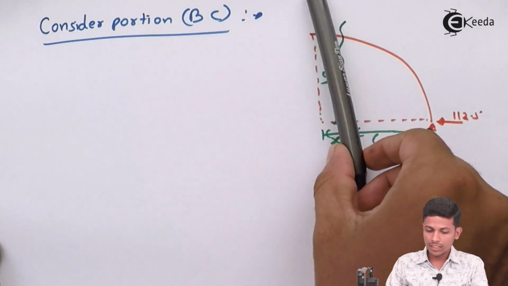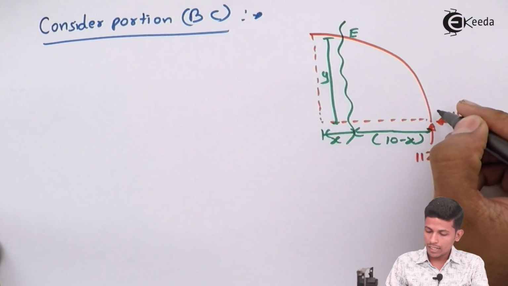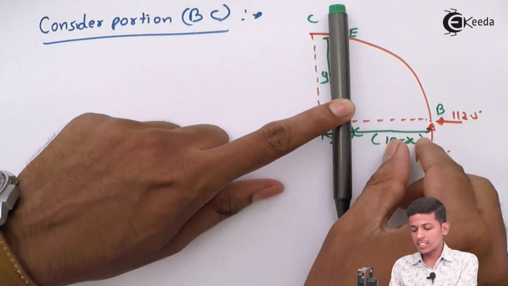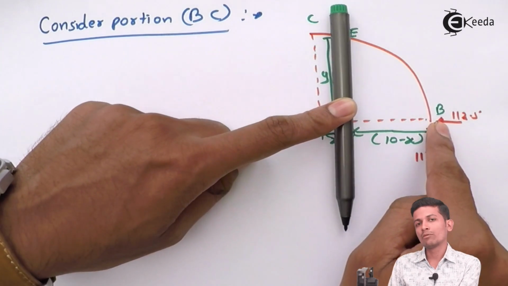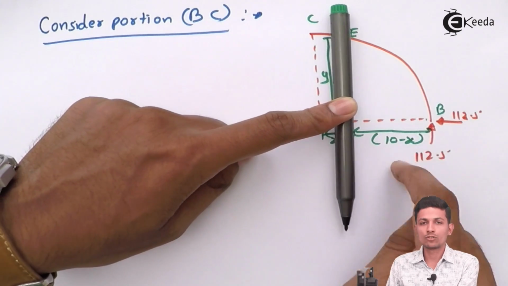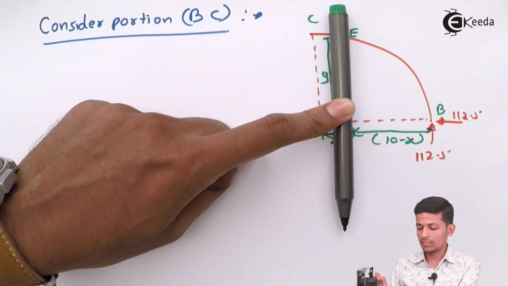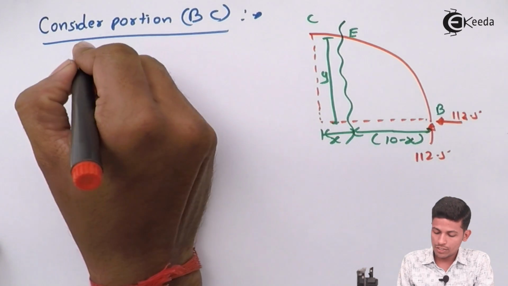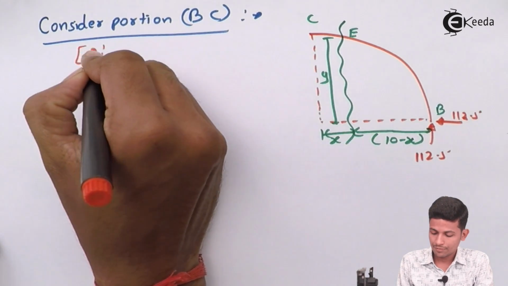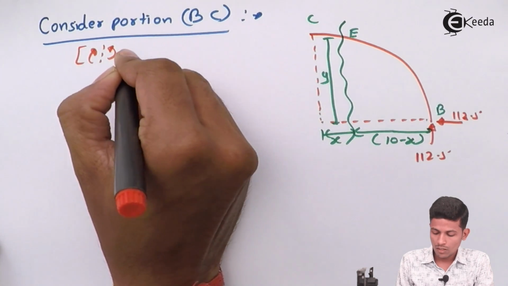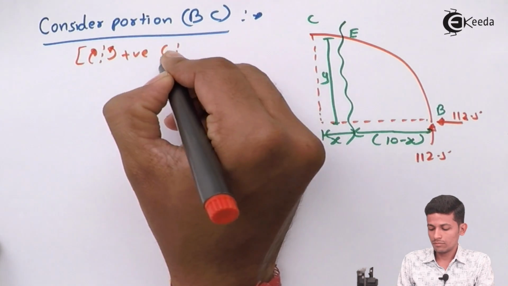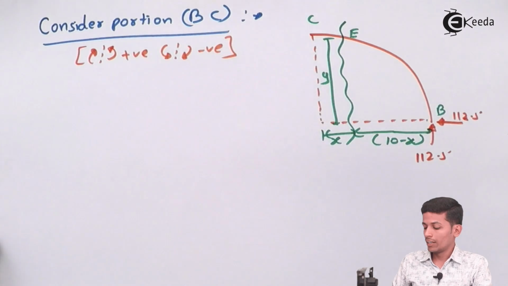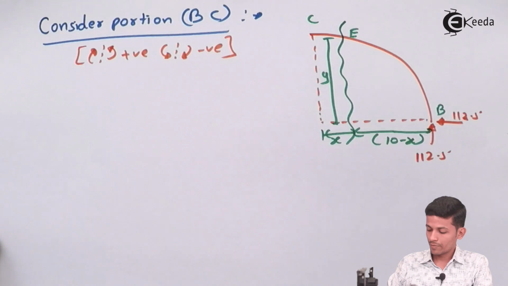Because when we are taking a section at E, we want this distance. We don't need the other distance while solving the bending moment over here, so that's why we don't write it. This value will come 10 minus x. Now as you all know, the sign convention is like this: positive, sorry, negative. Okay. Now let's start.